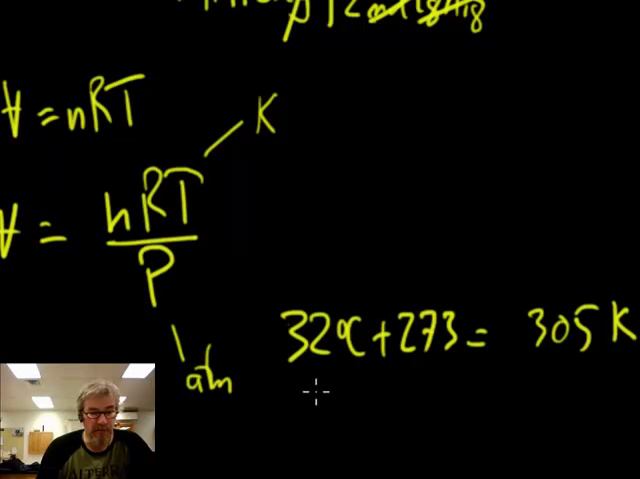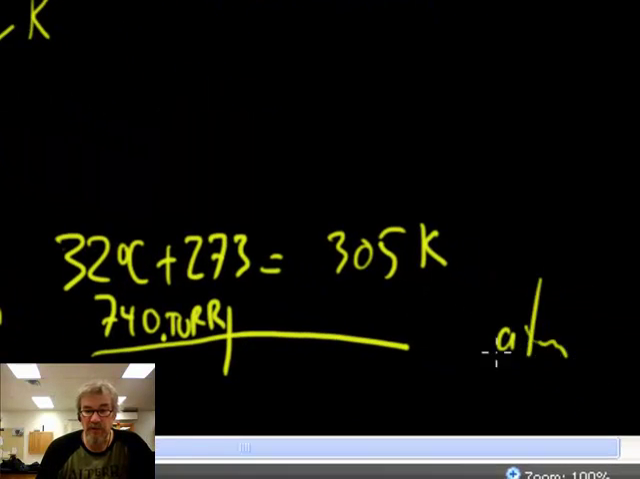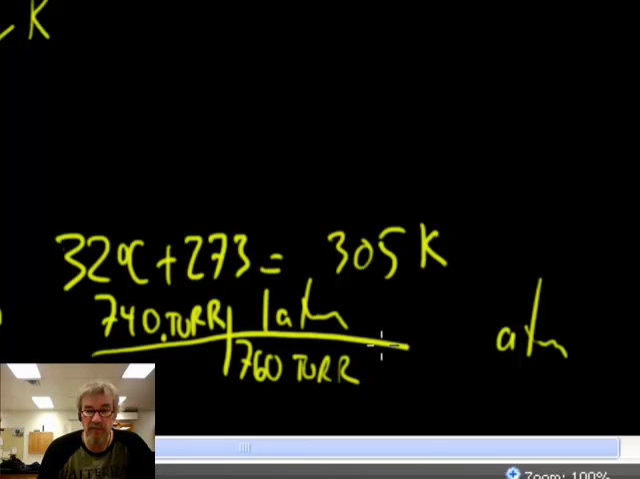And then pressure. Well, I've got 740 torr. That's the pressure of my oxygen. And I want to convert this into atmospheres, knowing that 760 torr is the same as 1 atmosphere allows me to make this conversion, and my answer comes out to 0.974 atmospheres. So that's what's going to go in for P in my equation.